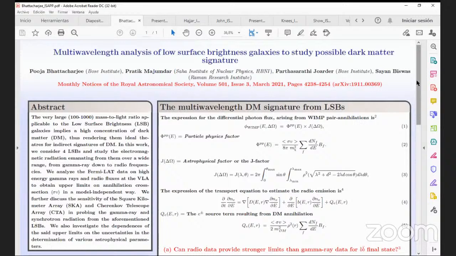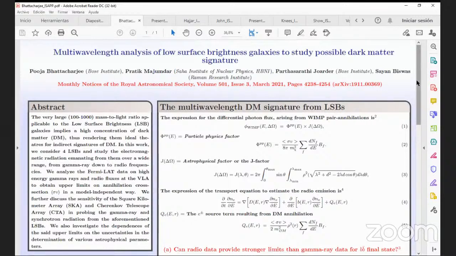For the gamma ray part, we have taken the data from the Fermi-LAT telescope, and for the radio analysis part, we have used the sky survey data from the VLA. Besides, we have also tried to check whether with some future upcoming telescope, we can say anything regarding the dark matter signal that we might expect from the low surface brightness galaxies.